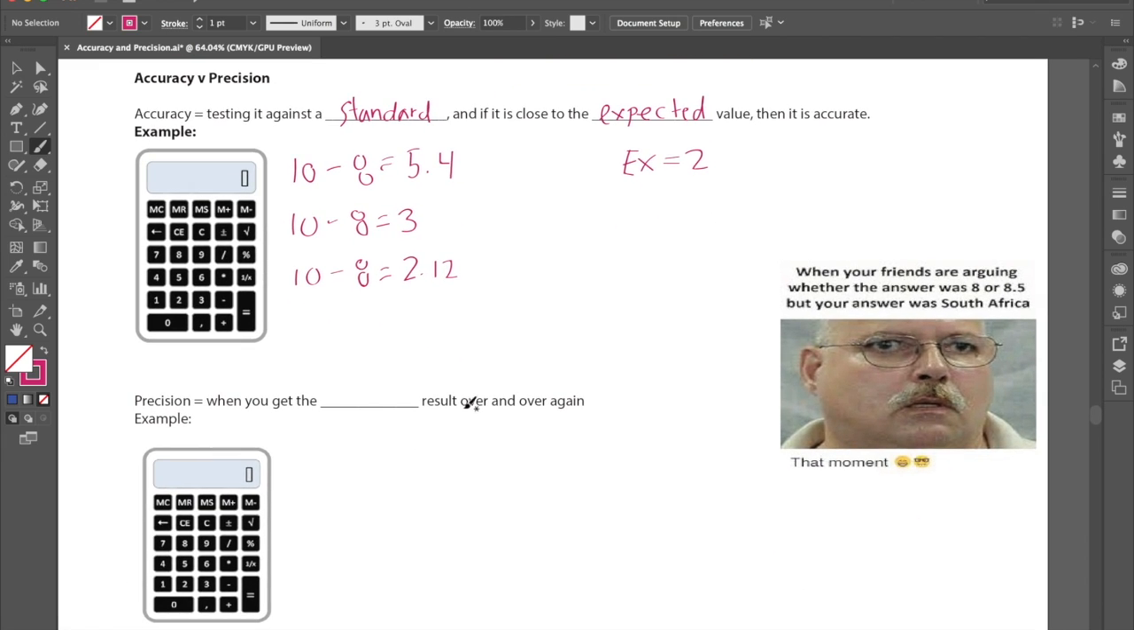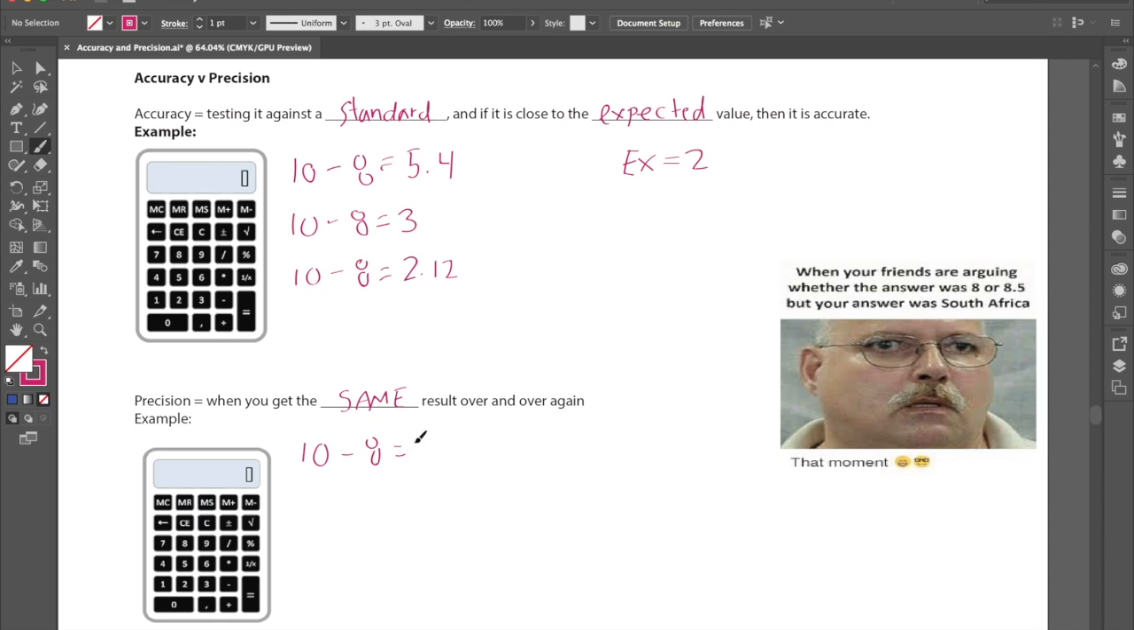Now, when we talk about precision, ultimately these terms are kind of used interchangeably, but they are different. When we talk about precision, we're talking about when you're taking measurements and you get the same results over and over and over again. So let's take a look at this calculator example again. Let's say you're typing in 10 minus 8.